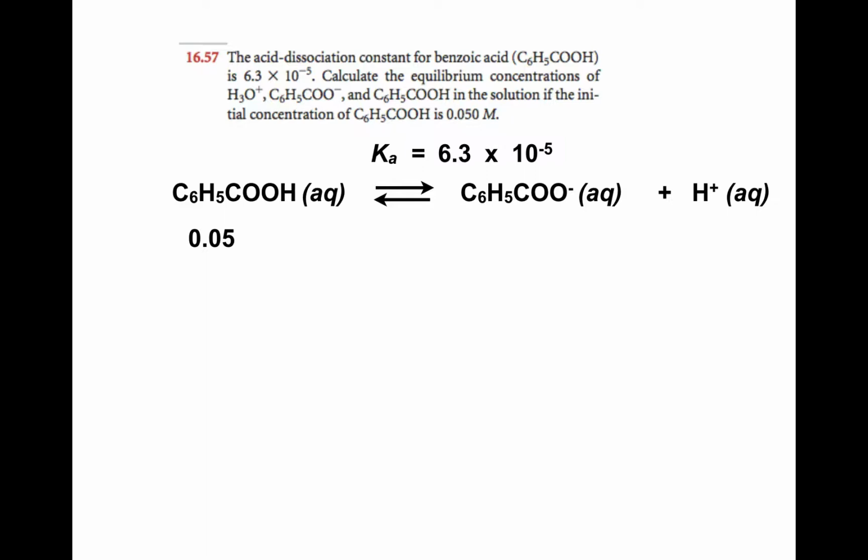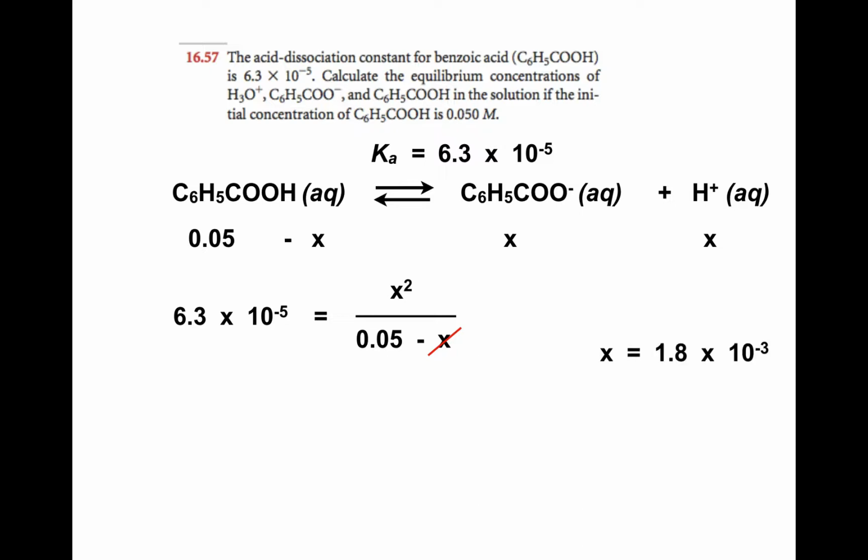Ka value which tells us how far forward the reaction goes. For every X amount of benzoic acid lost, I'm making X amount of its conjugate base and X amount of H plus ion. So X represents the H plus concentration. We can ignore the change in the initial concentration of benzoic acid because the Ka is so small. We're not losing any significant amount, and solve for X.